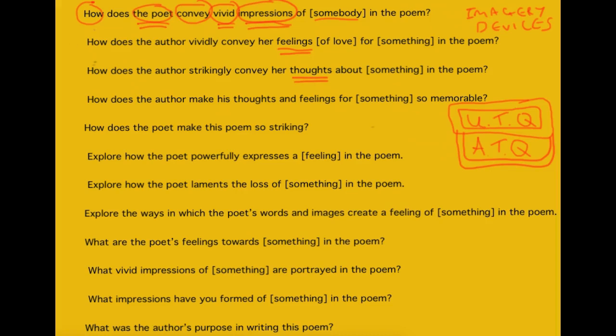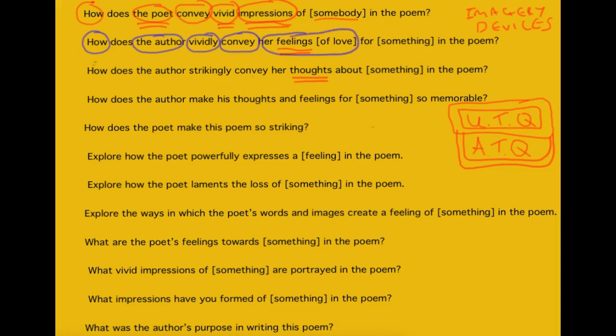Okay, let's look at the next question. How does the author vividly convey her feelings of love for something in the poem? Well, if I was answering this, I would be circling how. So again, I'm looking for the tools that the author is using. The examiner wants me to consider how the author has done something. In this case, vividly conveyed her feelings, and in this case it's feelings of love.